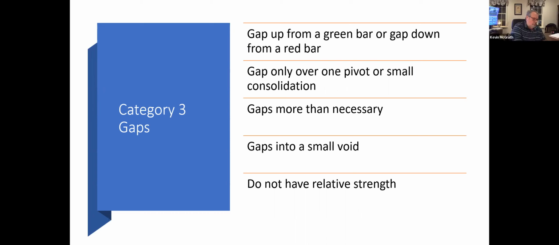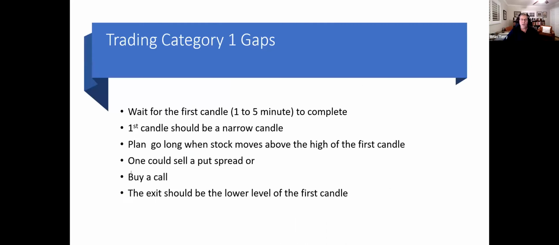There isn't really enough room to make a trade, and it doesn't have relative strength. So I didn't even talk about how to trade these, because I would rather focus on identifying category 1 and category 2 gaps and trade those, and just don't even bother with the small gaps, unless you want to day trade. Those are probably perfect for that kind of thing.